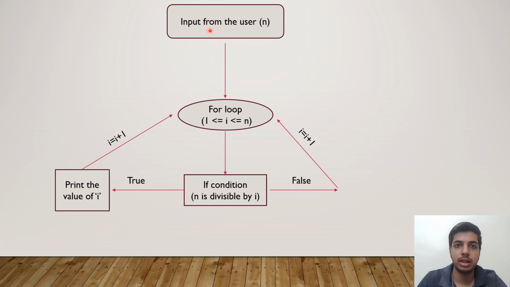Now we will take input from the user and a for loop will be executed for i's value ranging from 1 to n, and then we will check an if condition. If n is divisible by i, then it will print the value of i and then increment the value of i by 1. If the condition becomes false, then the value of i simply increases by 1. So now let's take an example.